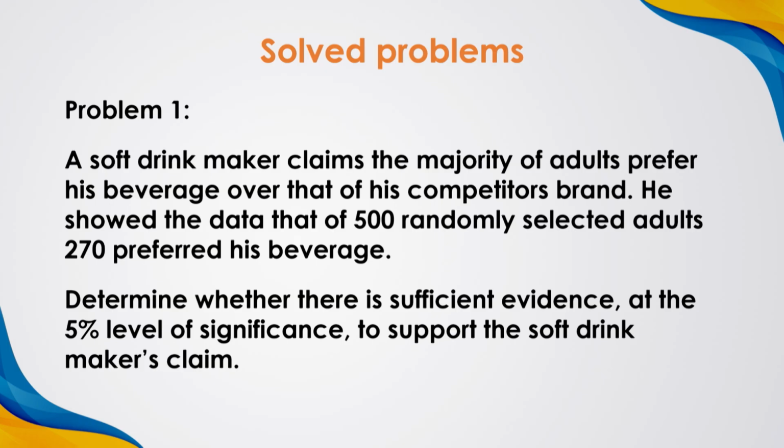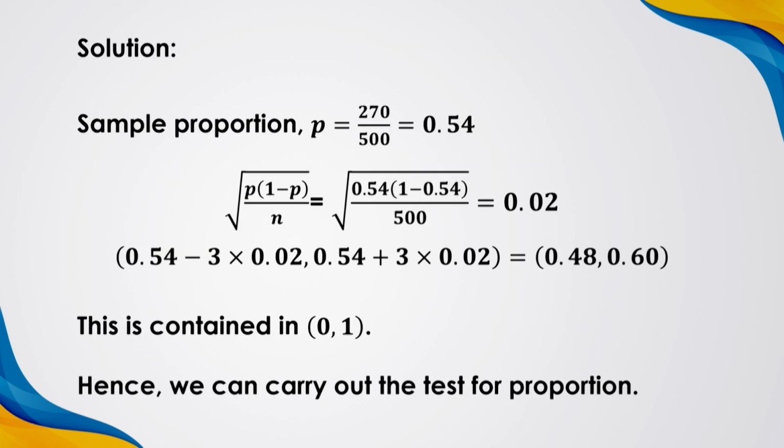Problem number 1. A soft drink maker claims the majority of adults prefer his beverage over that of his competitor's brand. He showed the data that of 500 randomly selected adults, 270 preferred his beverage. Determine whether there is sufficient evidence at the 5% level of significance to support the soft drink maker's claim.